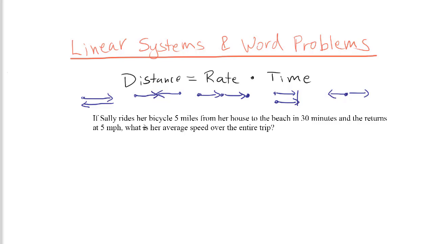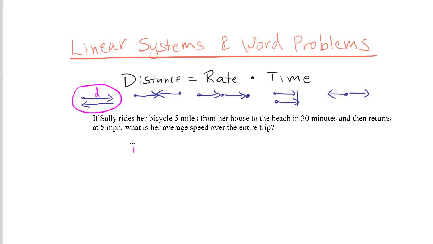Sally rides her bicycle 5 miles from her house to the beach in 30 minutes and then returns at 5 miles per hour. What is her average speed over the entire trip? Okay, this is the first scenario where Sally's riding to one point and then returning over the same distance. That's one of the key assumptions here. It's the same distance back and forth.